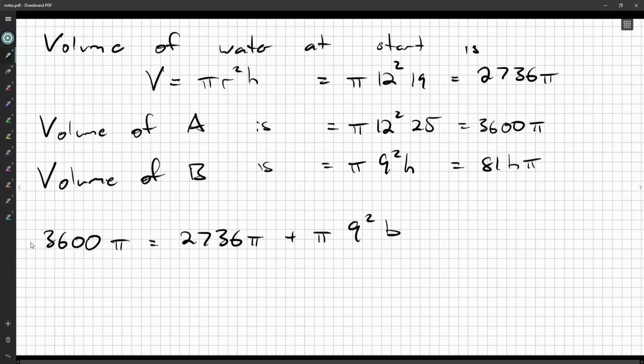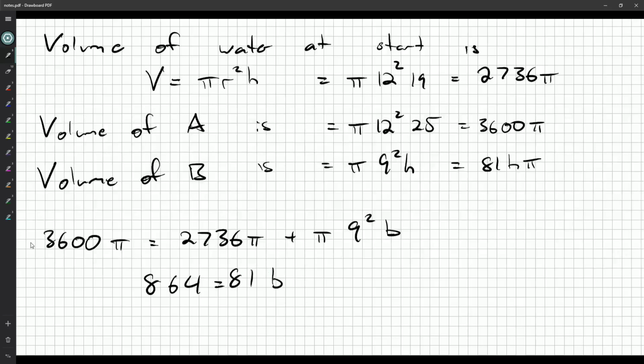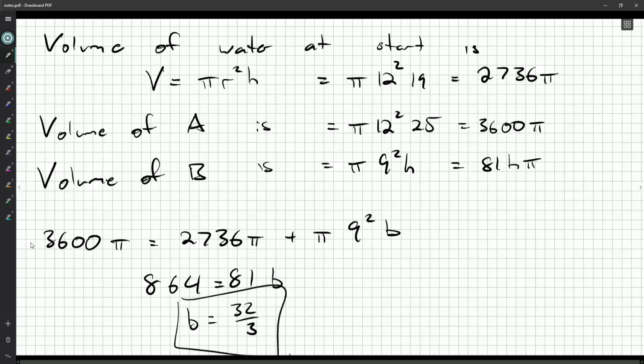So we can divide by pi, subtract on both sides. 3600 minus 2736. We'll get 864 is equal to 9 squared b. So, well, that's 81b, I guess. So divide by 81. It's not a clean divide. It's going to be 32 over 3. Okay? So that amount, that length from the bottom of cylinder B can go in and no water goes over.